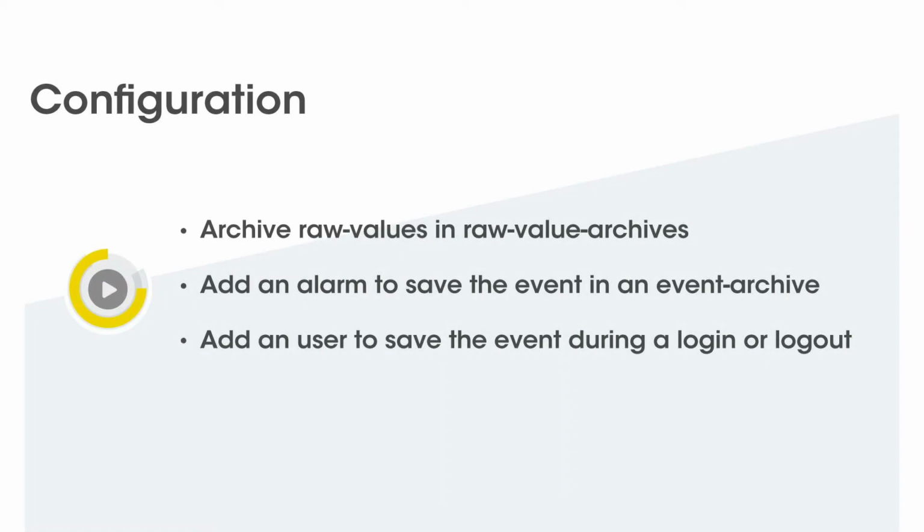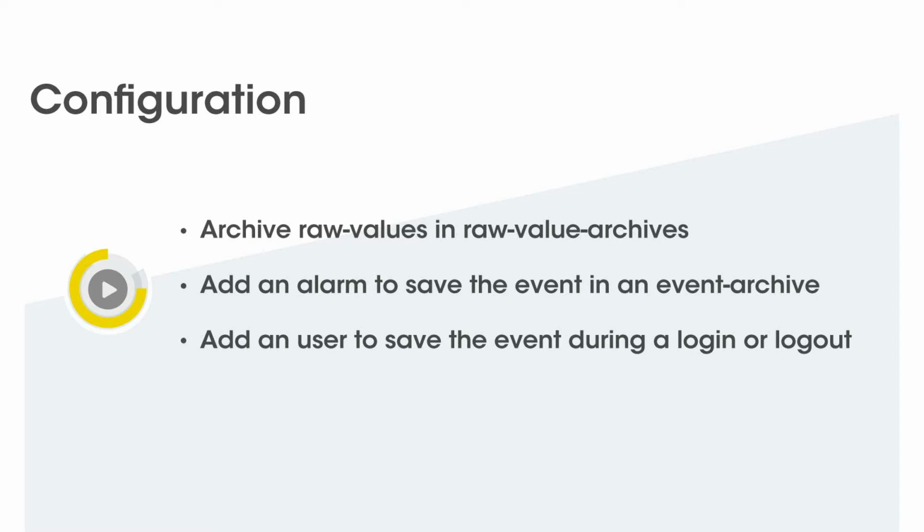To demonstrate a raw value archive, we will take simulated data from the OPC UA simulation server by process and store it in an archive. Furthermore, we will add an alarm to a variable which will be saved in the event archive and create a user which triggers an event during login or logout.